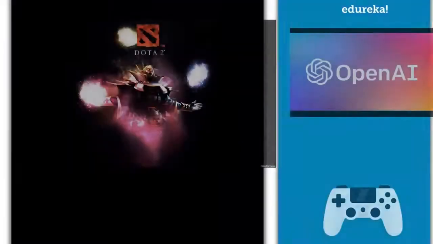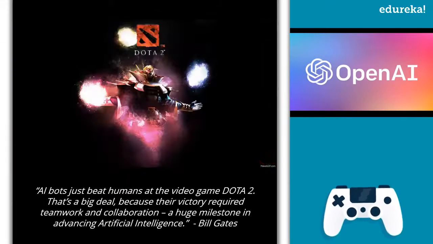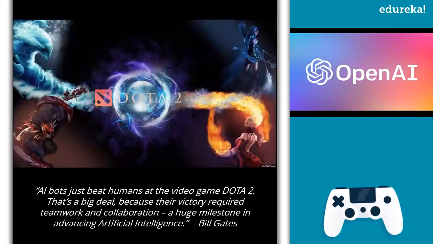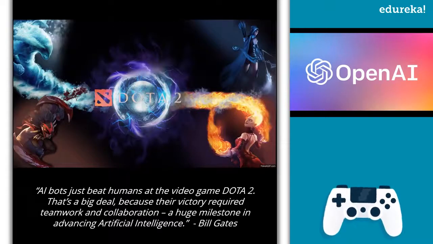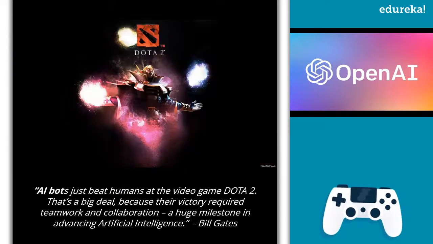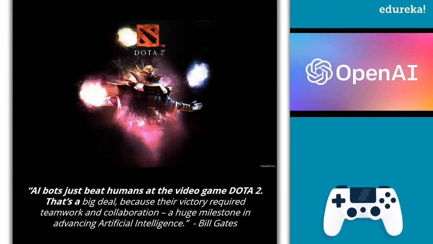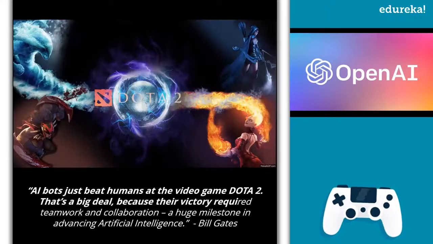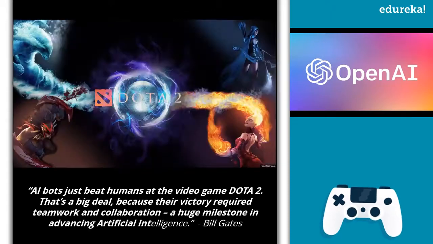Apart from this, deep learning has also made its way into the gaming industry. So, all you Dota fans out there might have already heard of the famous OpenAI 5, which is the first AI to beat the world champions in an esports game after defeating the reigning Dota 2 world champions. Post the victory, Bill Gates tweeted, quote, AI bots just beat humans at the video game Dota 2. That's a big deal because their victory required teamwork and collaboration, a huge milestone in advancing artificial intelligence.